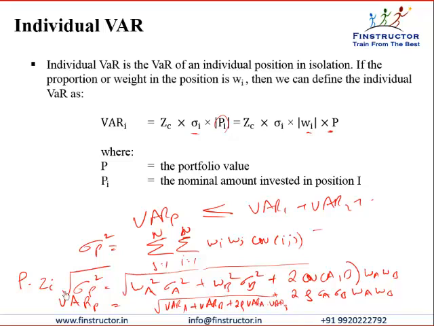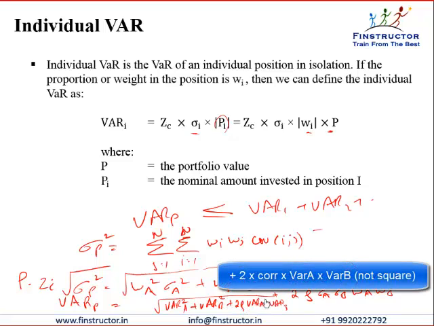It's fairly straightforward. If you multiply both sides by the portfolio value and the z-score, then we will get the VaR of the portfolio, which will become wa square sigma a square z square into p square. That will be nothing but the VaR of a square plus the VaR of b square plus 2 into the correlation into VaR of a into VaR of b, whole under the square root. So let's apply this formula and calculate a few questions.